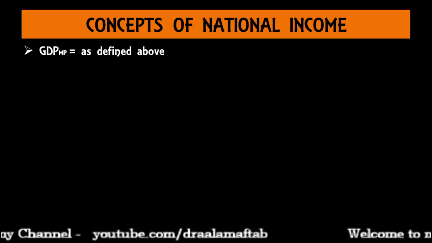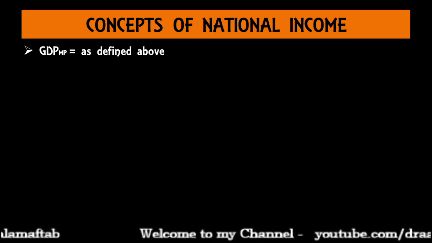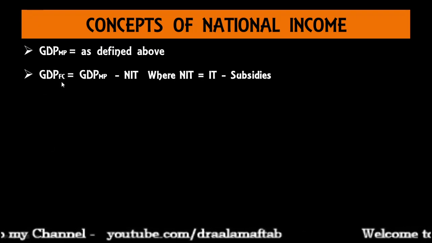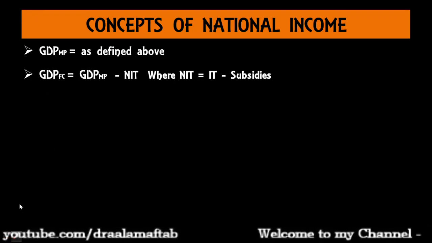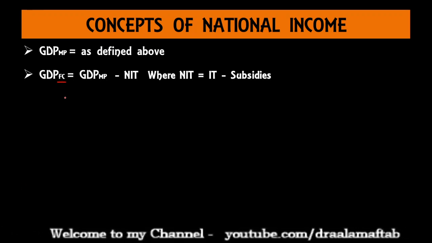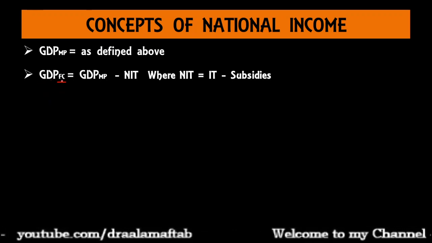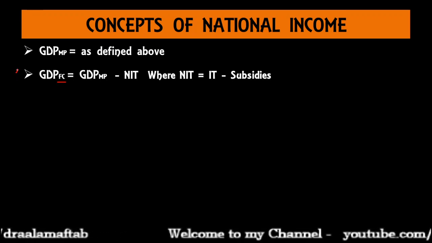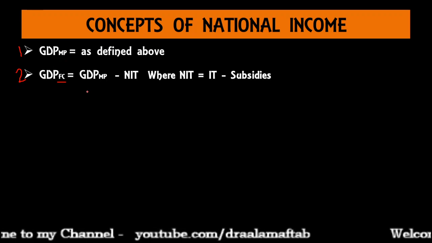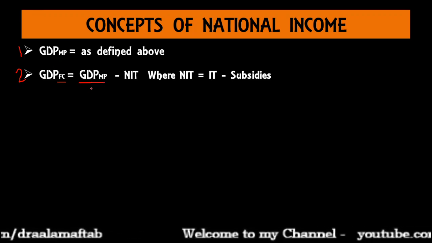Moving on to the next concept, this GDPMP we have already discussed. Next is GDPFC. Here FC is factor cost. How to calculate GDP at factor cost? This is the second concept here. First is GDPMP, which we have already calculated.